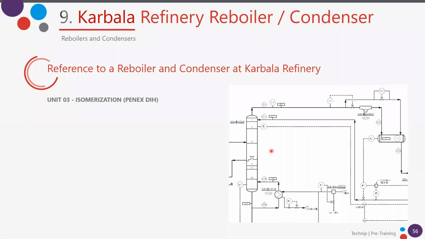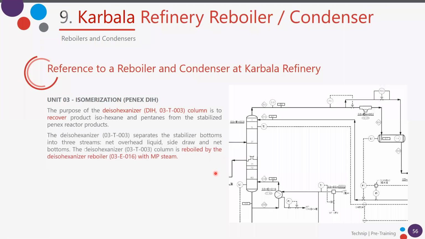The purpose of this column is to recover product isoxane and pentynes from the stabilized Penex reactor products. The deioninizer column separates the stabilizer bottoms into 3 streams. The net overhead liquid, where we can find it here at the bottom of the column, going out in vapor phase and condensed in air cooler.